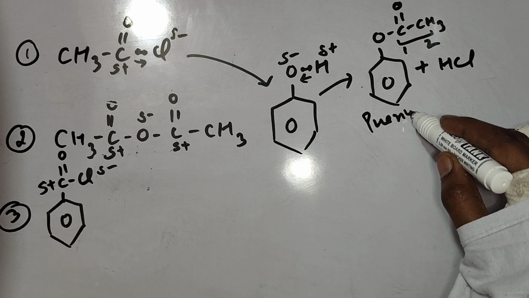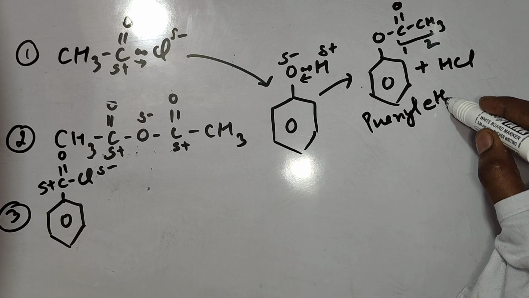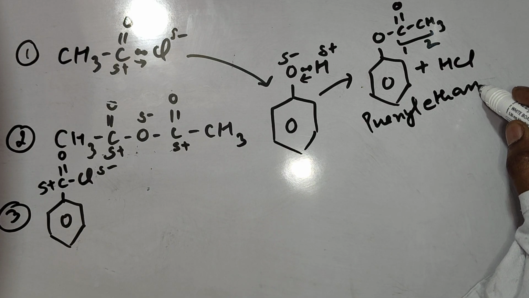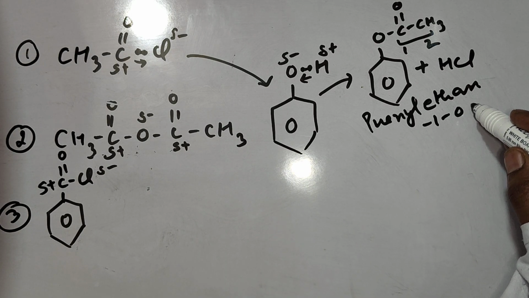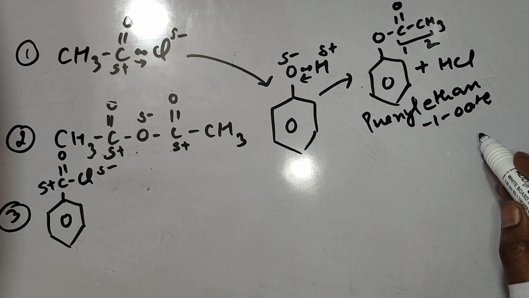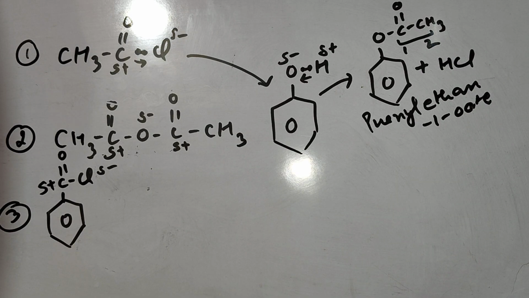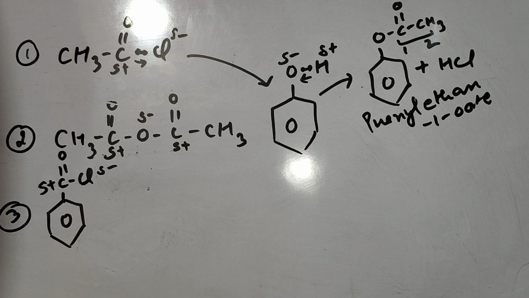The name of the side chain we write first, phenyl, then the word root, eth. A single bond is there between carbons, so ane, 1-oate, because at the first position is oate, and oate means ester. For an ester in the IUPAC name we use the word oate, O-A-T-E. So this compound will generate.